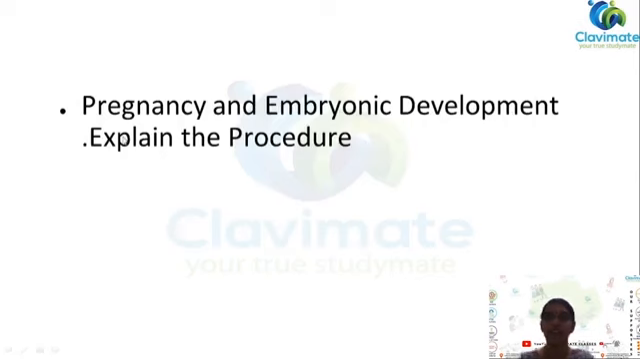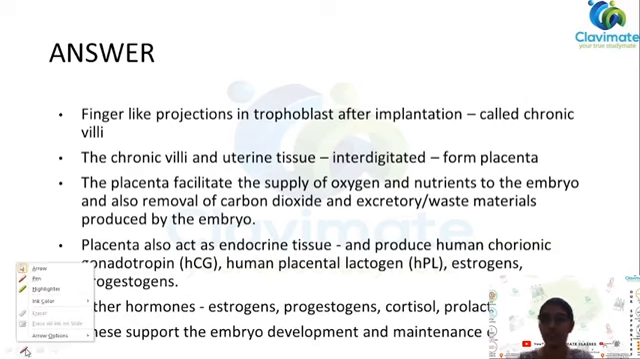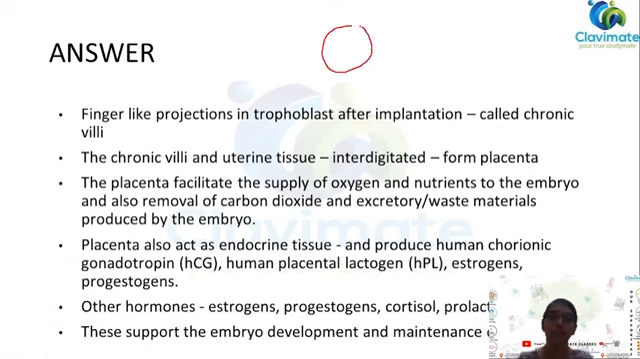The next question is to explain the procedure of pregnancy and embryonic development. As we saw before, this is a continuation of implantation. So we have this trophoblast, which will form finger-like projections. This is the uterine wall. This finger-like projection is called chorionic villi. The chorionic villi and uterine tissue will get interdigitated. What is interdigitated? That is, they interlock together.